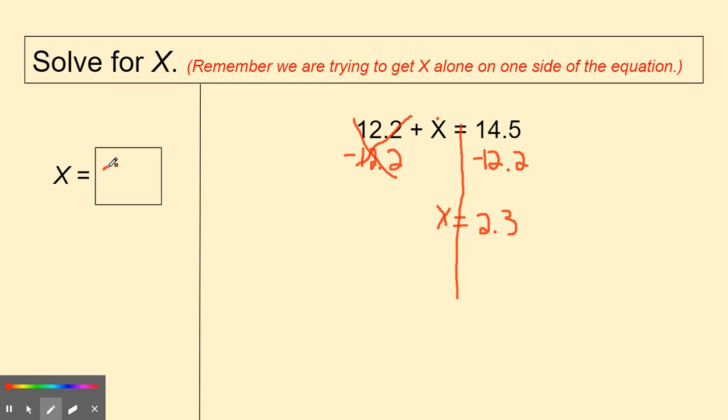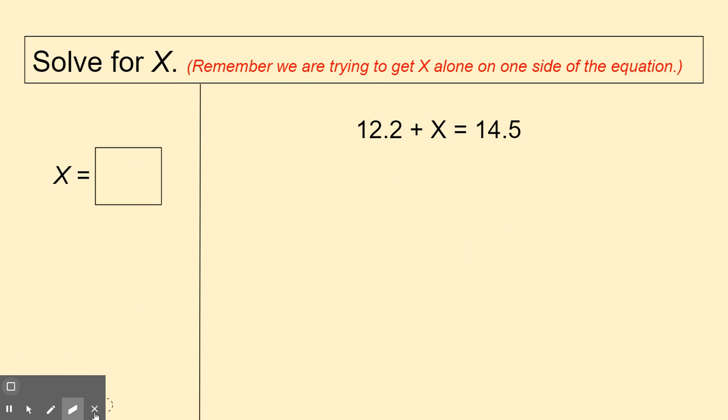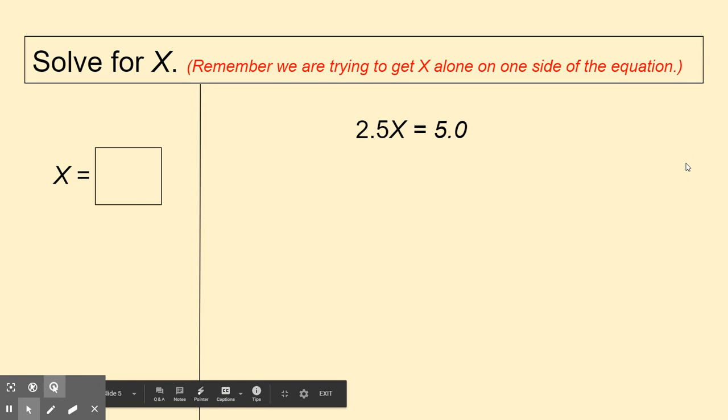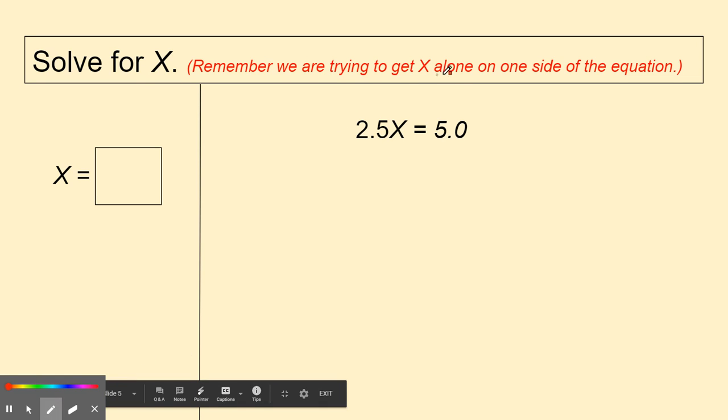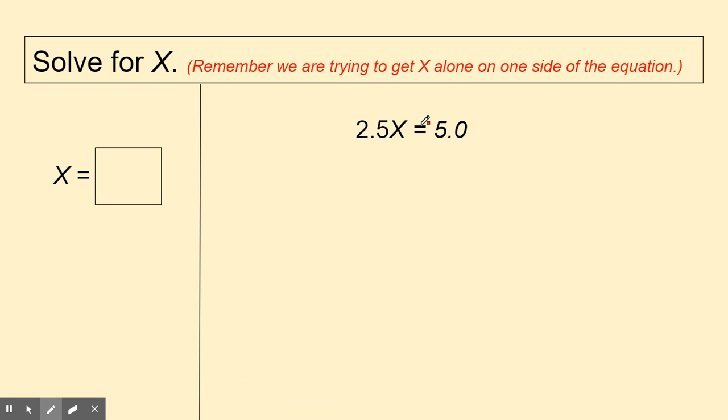When it comes time to your assignment, you would just type your answer in this box. So 2.3. Moving on, now we have some different operations. I see this equation says 2.5x equals 5. And 2.5x, that's also known as multiplication. That can also be said as 2.5 times x.